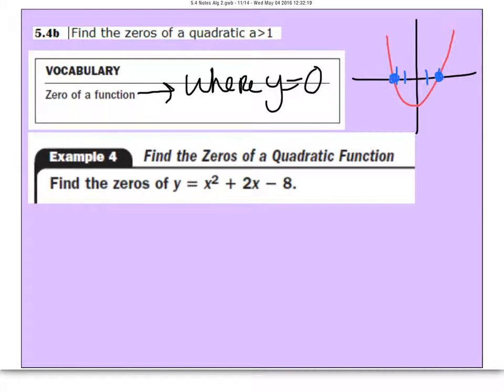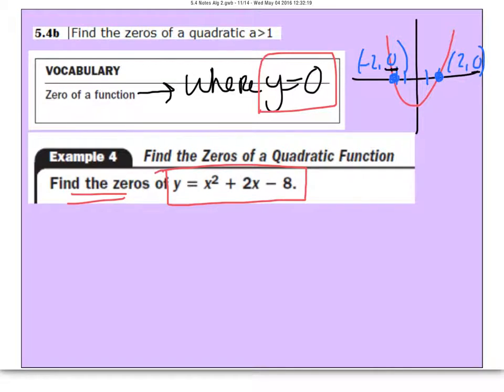Let's just say maybe this is the ordered pair (2, 0), and (-2, 0). Notice the y values here are 0. They're also called the x-intercepts. So if you see something like this problem down here, and they say, okay, here's a graph of a parabola, find the zeros of this. All they want you to do, if they ask you to find the zeros, is to set y equal to 0 and factor and solve.